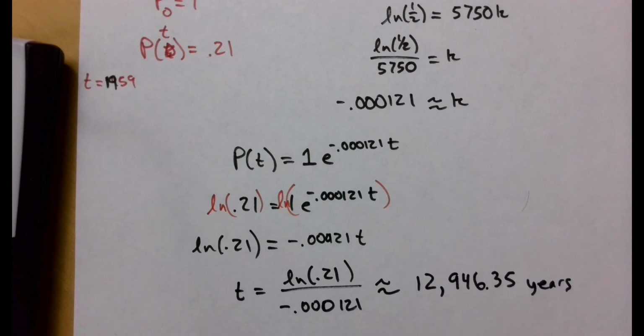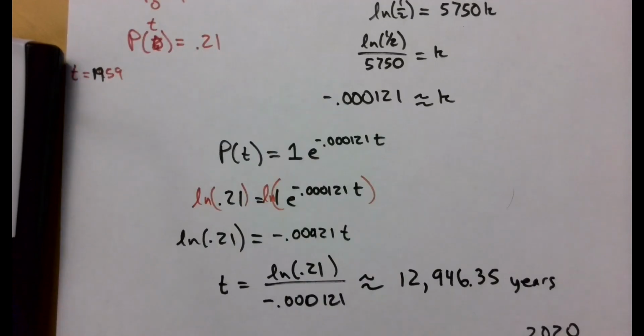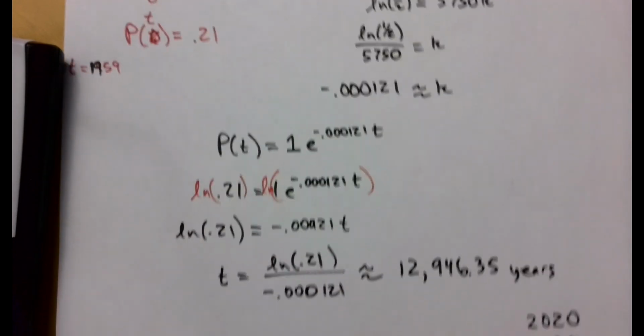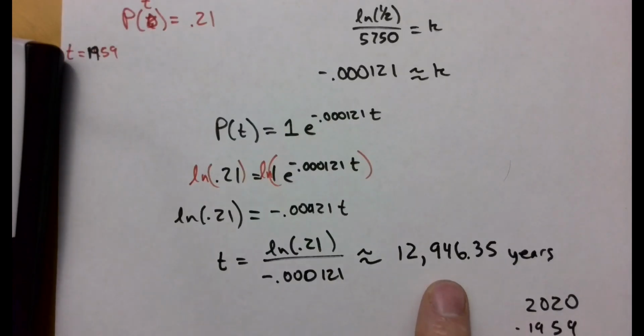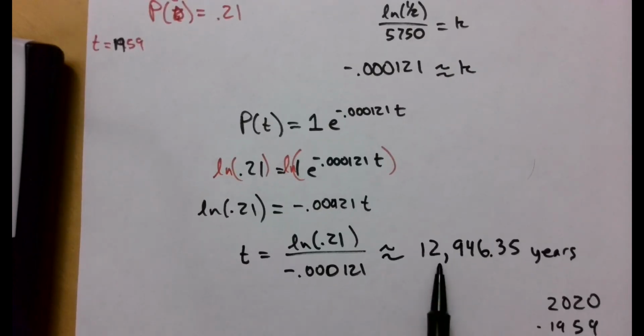Now, if we want to know his age now in 2020, we would have to figure out, well, what's 1959 minus 2020? I should know that. Don't laugh at me too much. That was 61 years. So we really need to add 61 years to this amount to get the age of the guy from today. But, I mean, who cares? We could just count backwards from 1959 to 12,946. I'm not even going to try to bother with that.